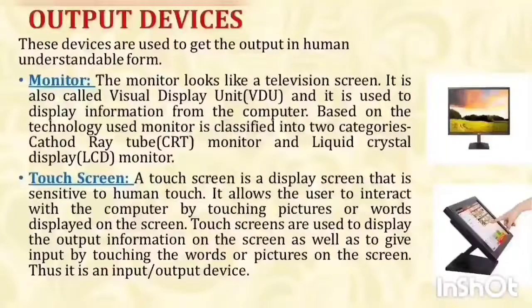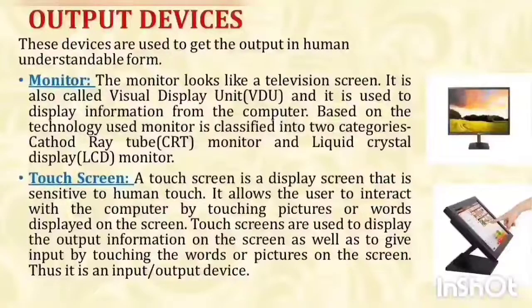Next is output devices. These devices are used to get the output in human understandable format. As I told you, for input devices, the data which we give to the computer, it doesn't understand that language. So it has to be translated into the language which the machine can understand. That process is done within the computer. Likewise, after the process is done by the machine, it is still in machine language format. Then it has to be converted into something which we can understand. When we understand English, it is translated into English.